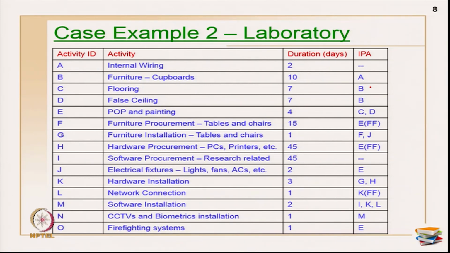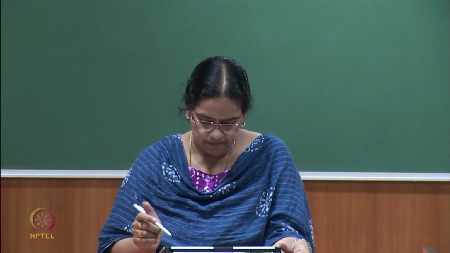Then furniture procurement for tables and chairs was done, and this is a parallel task, and what is given here is that it should be finished as soon as the POP and painting are done. As soon as the room is ready, the plaster of Paris and the painting is completely done, then the tables and chairs can come into the room. That was because we need a place to store all this inventory.